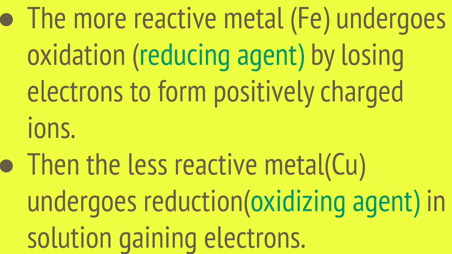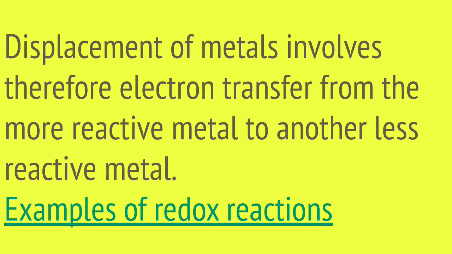Then the less reactive metal, that is copper, undergoes reduction, and we call it the oxidizing agent in solution by gaining electrons. Generally, we can say that displacement of metals involves electron transfer from a more reactive metal to another less reactive metal. Now let's look at some more examples of redox reactions.